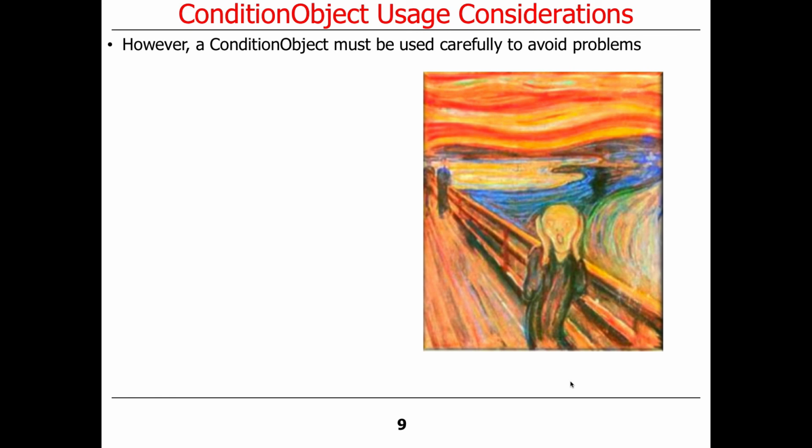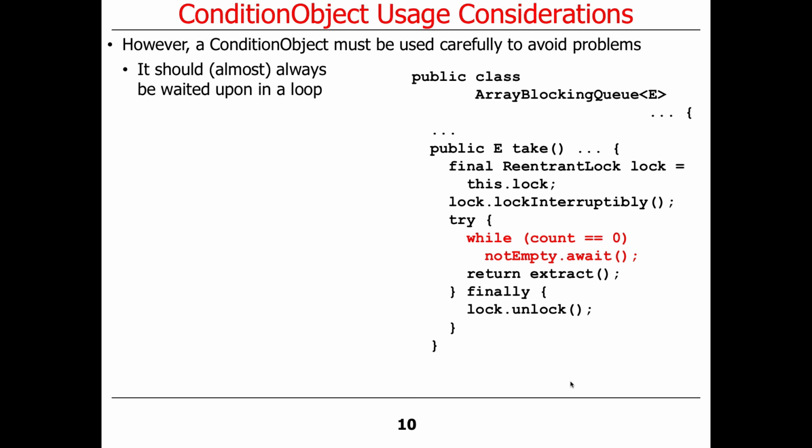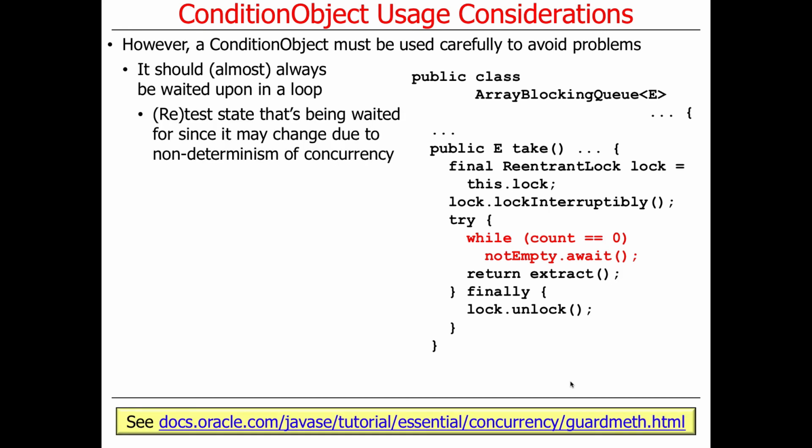You have to use condition objects very carefully, though, in order to avoid problems. And there's a bunch of very famous problems I'll mention briefly and show you some examples of. First and foremost, you should almost always wait on a condition object in a loop. So it should almost always look like this. There are exceptions to this, but it's almost always the case that you use a loop. The reason you need to do that is because you often have to retest the condition expression, such as count equals 0, since you don't necessarily know what the state of the condition expression is just because somebody woke you up. And that has to do with the non-determinism of concurrency.